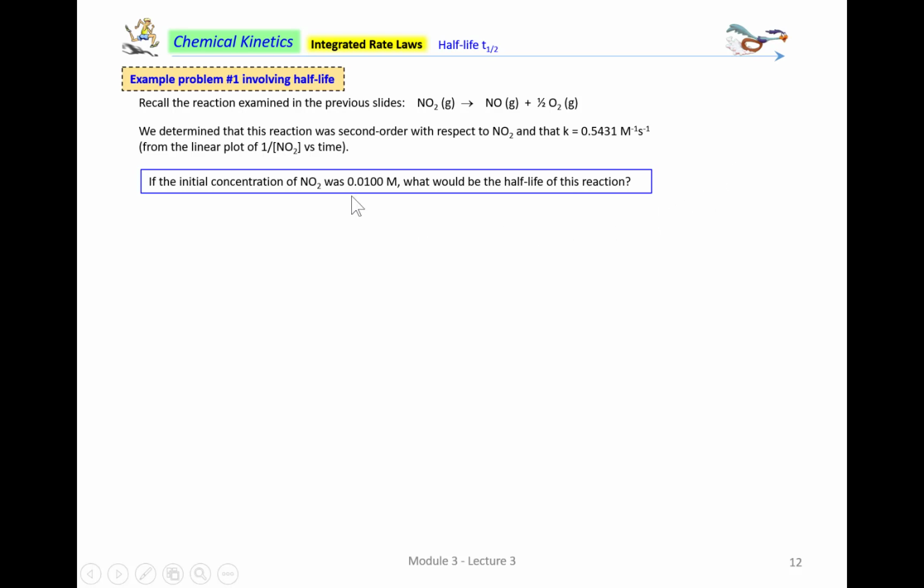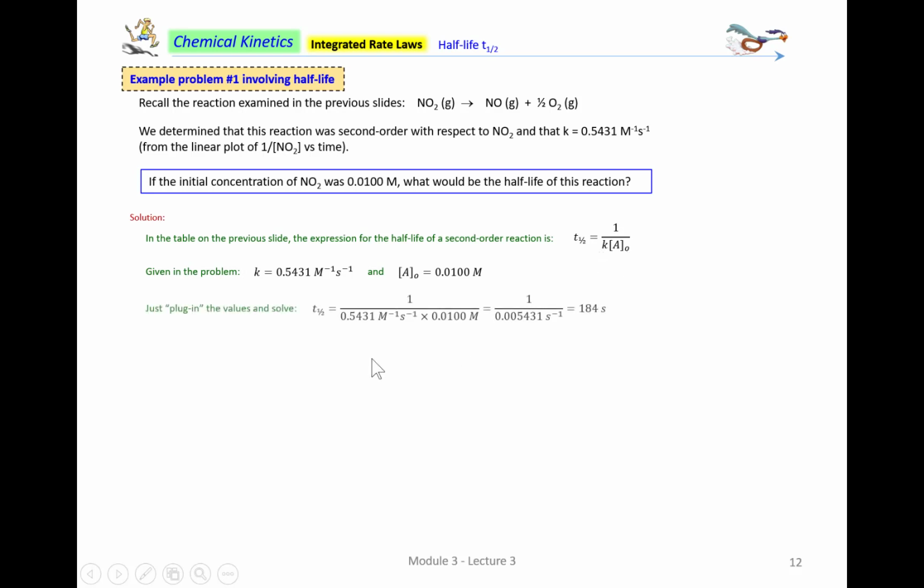What's the time it takes for half of this to disappear? Well, in the table on the previous slide, we simply find the expression for the half-life of a second-order reaction. The half-life equals 1 over the rate constant times the initial concentration. Now, given in the problem is the rate constant and the initial concentration. So this should be a simple matter of just plugging in the values.